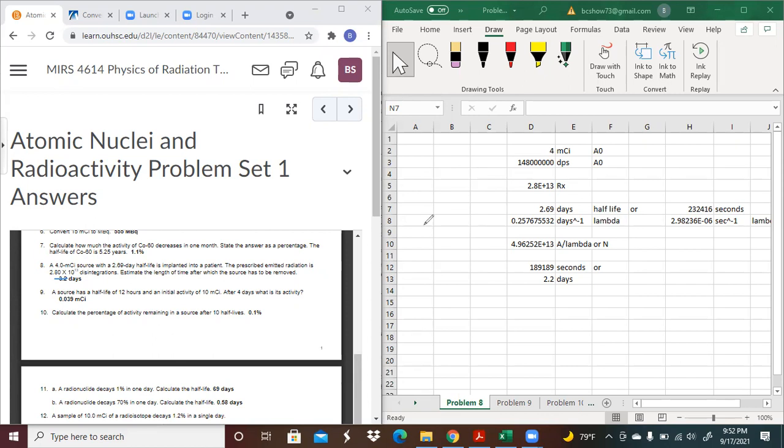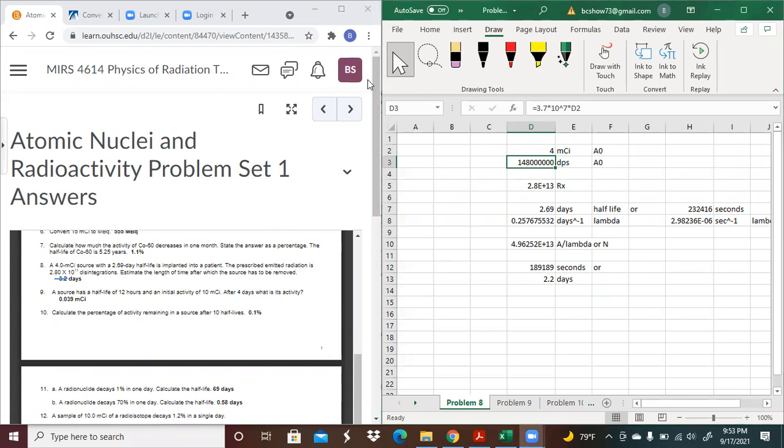What I have done is I've taken the activity we have here at the beginning, which is 4 millicuries, and I multiplied that by 3.7 times 10 to the 7th. I will open up this particular formula to show you what's going on. I have changed it to this because this is the only way we're going to be able to get at disintegrations. If you know the disintegrations per second, then we can figure out the number of days. So I've taken this and changed it into this.